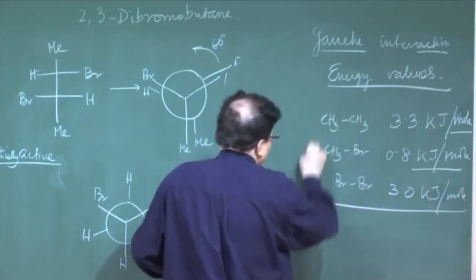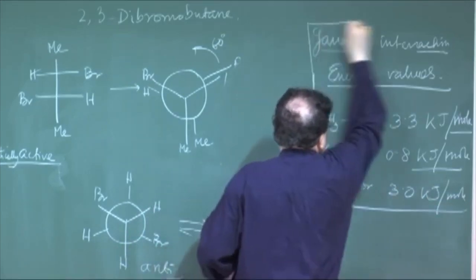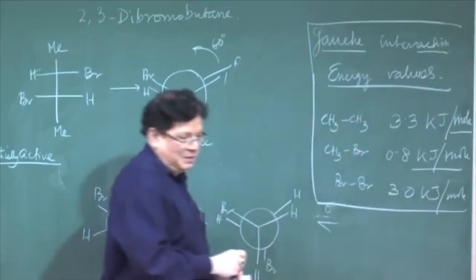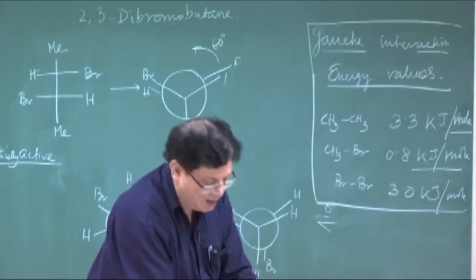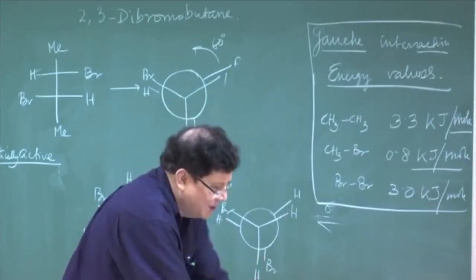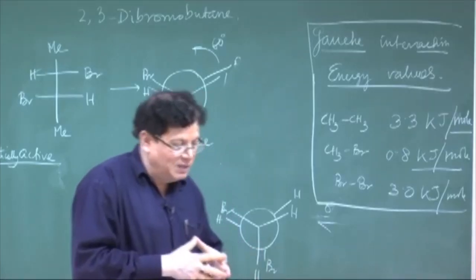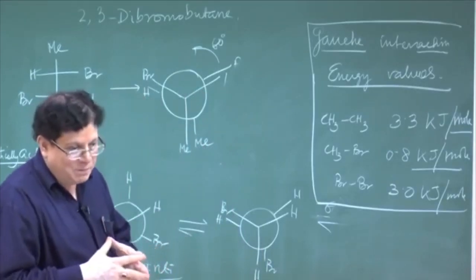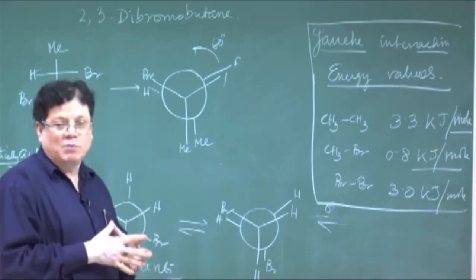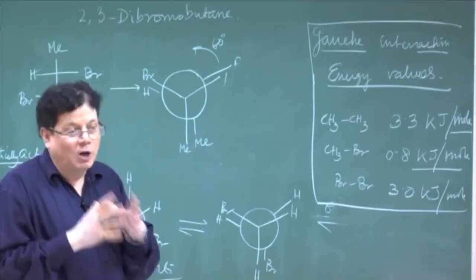Okay, so this is the figure that I have. Now you can again come back and solve this problem. The question is, which one is more stable? Is it the meso form of dibromobutane, or is it the optically active form of dibromobutane? So how to solve this problem?